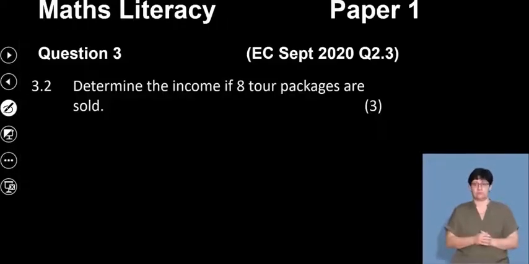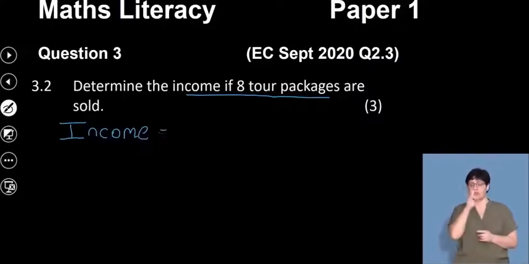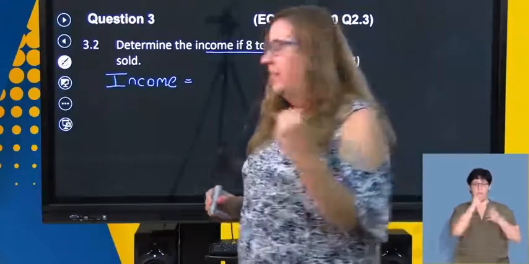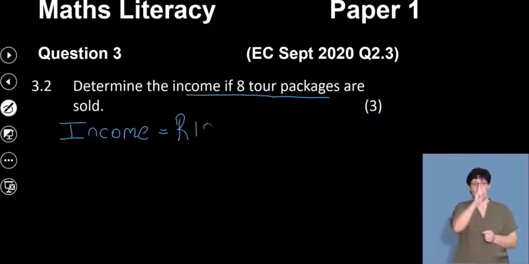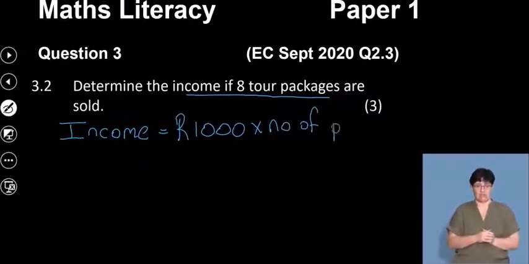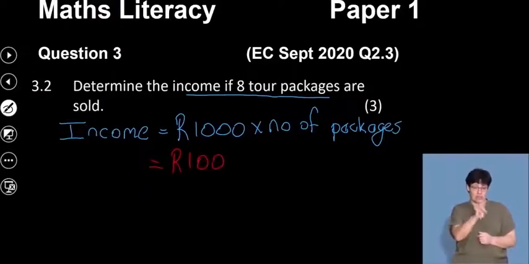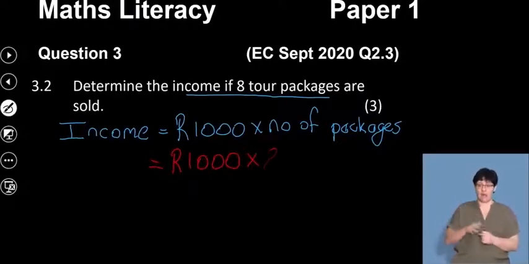Our graph again. Determine the income if 8 tour packages are sold. Now I'm going to go back not to the graph, I'm actually going to do this calculation, and then I'm going to check it on the graph. So my formula that I had was income was 1,000 Rand times the number of packages. And I'm going to just substitute in the values into that equation. So my income is 1,000 Rand times 8 tours, so my answer is 8,000 Rand.